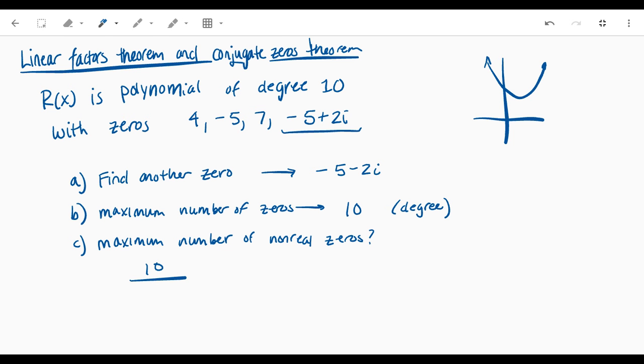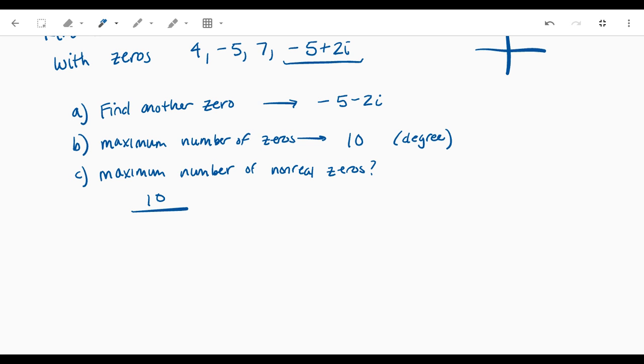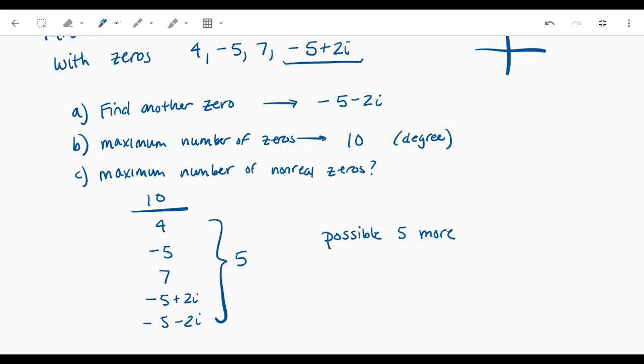Okay, and we know that we already have 4, -5, and 7, -5 plus 2i, and -5 minus 2i. So we have accounted for 5 of them. Okay, possible 5 more. Okay, that could be it. It could just be those 5, or we could have some more in there.